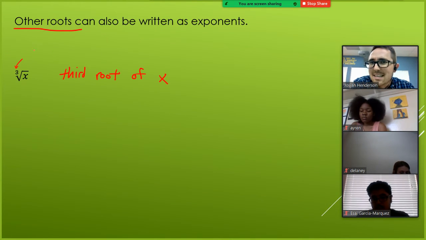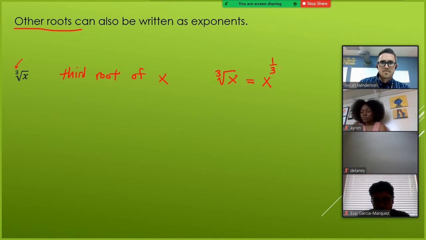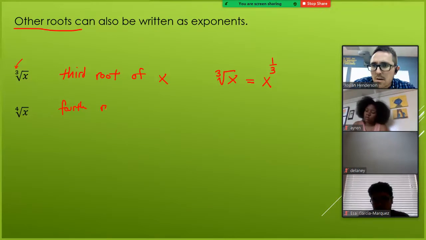And how do I express this in exponent form, a power form, instead of a radical form? Here we have it again, the third root of x. This could be written as x to the 1/3 power. A couple of quick other examples. This would be the fourth root because it's a little 4. The fourth root of x, and we could write it as x to the 1/4 power.